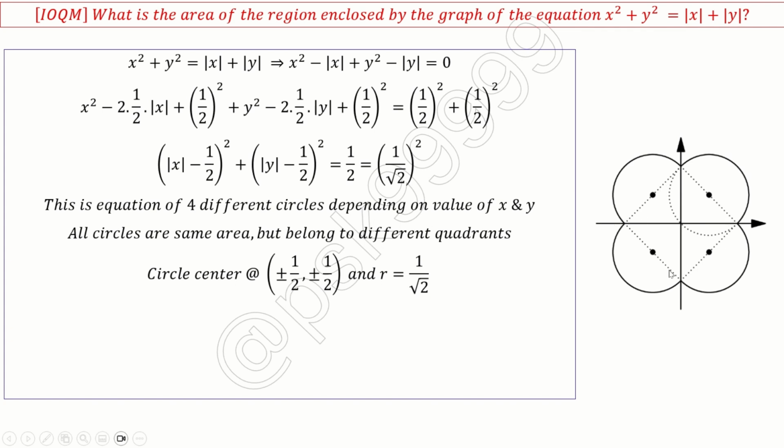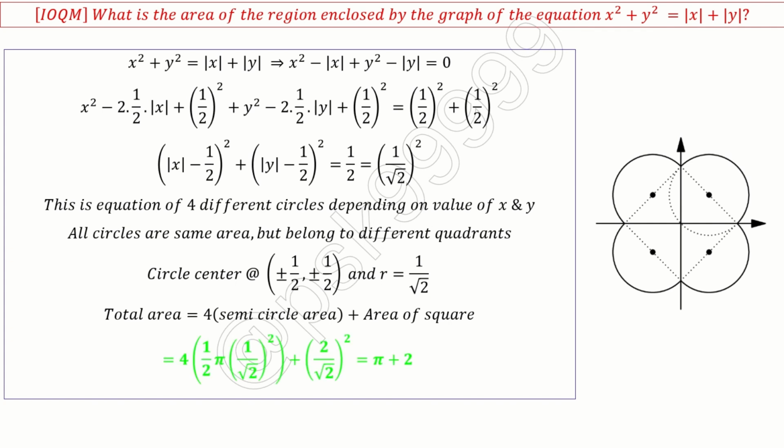So area of the given shape, right, graph is nothing but 4 semicircle areas plus area of the square, which is nothing but 4 into 1 by 2 into pi into 1 by root 2 whole square, because 1 by root 2 is the radius of this circle, plus 2 by root 2 is the diameter whole square, right? A square is the area of the square. So if I simplify, I'll get pi plus 2. This is the area of the graph enclosed by x square plus y square equal to absolute x plus absolute y. Okay. So hope you understand how to solve geometry problems like this.